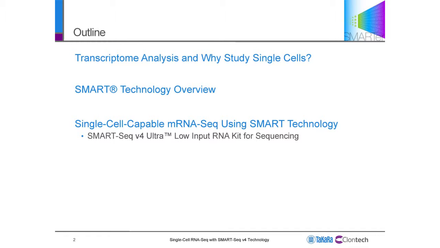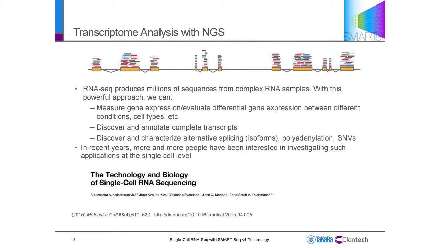So we can do transcriptome analysis with next-generation sequencing, and that's a technique that's referred to as RNA-seq, which can produce millions of sequences across complex RNA samples. So we can do many different things with that. We can look at gene expression, discover and annotate complete transcripts, discover and characterize alternative splicing, a number of things. And in recent years, more and more people have been interested in investigating these applications at the single cell level.